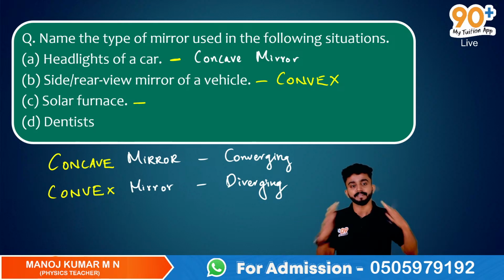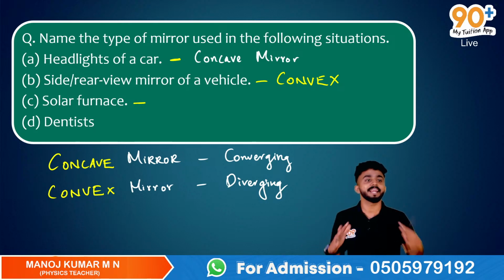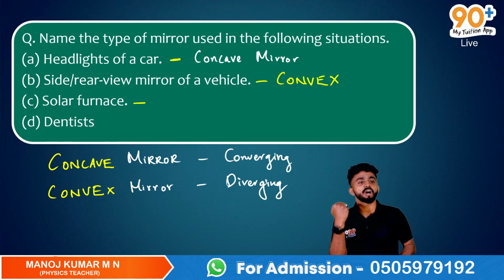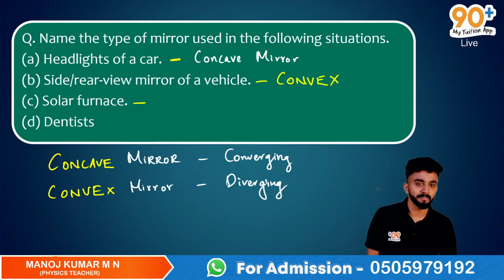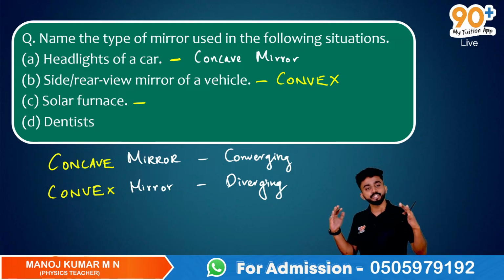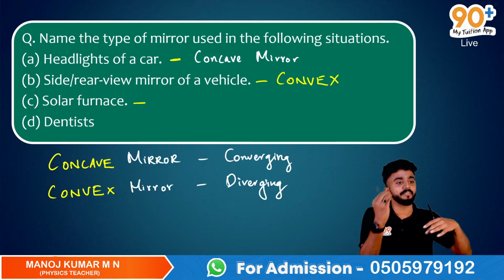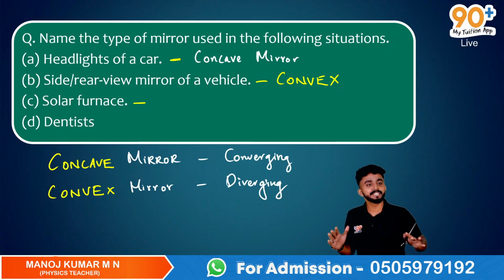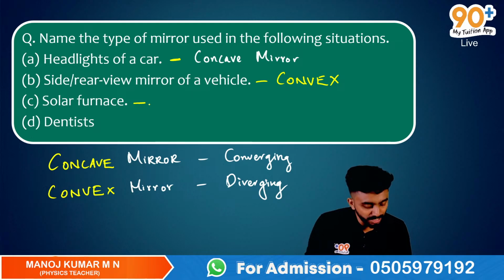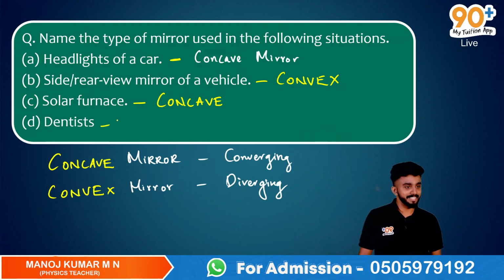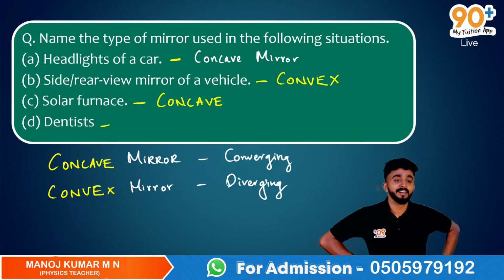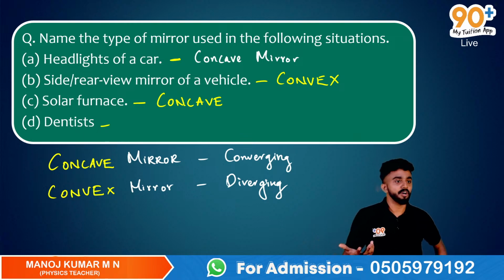So in the case of solar furnace, all the light rays should be focused to a particular point. So which mirror will converge all the light rays to a point? A concave mirror or convex mirror? In the case of option C, question C, what do you think, guys? All the light rays will be focused to a point by a concave mirror or convex mirror? Obviously a concave mirror, right? So in the case of solar furnace, there is none other than a concave mirror. Yes, Shivanya, concave. What is the confusion? Which one, sir? Obviously concave.